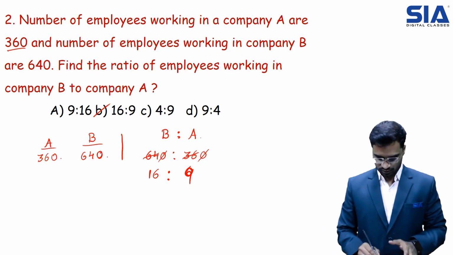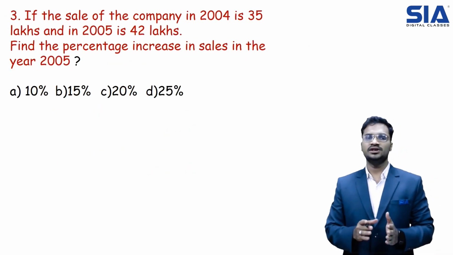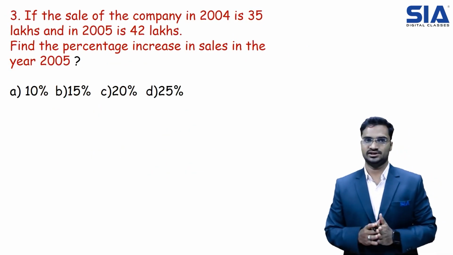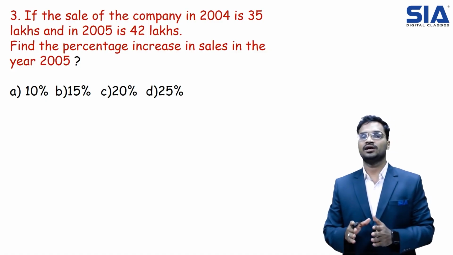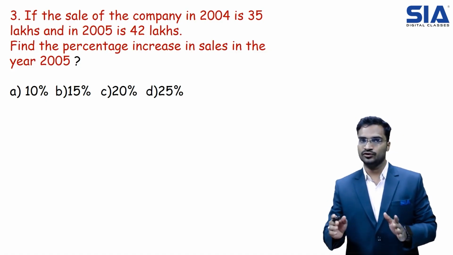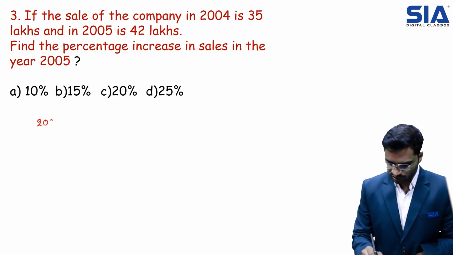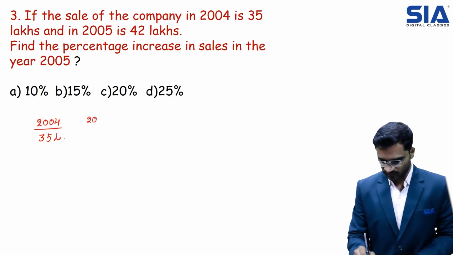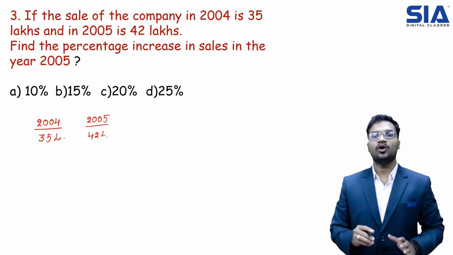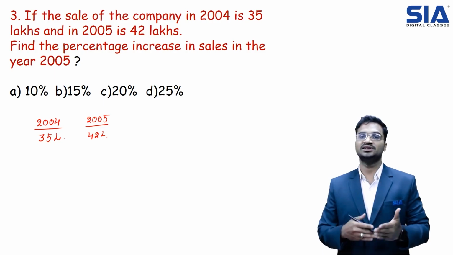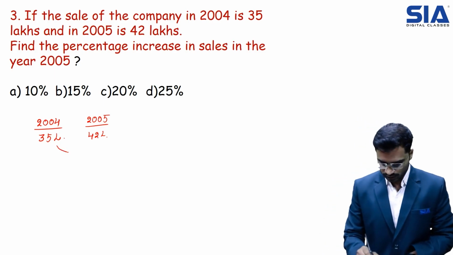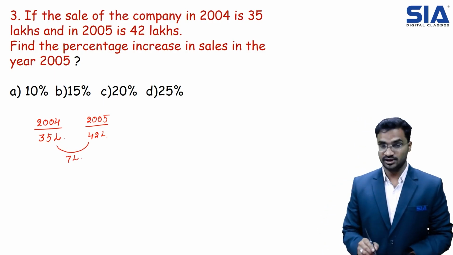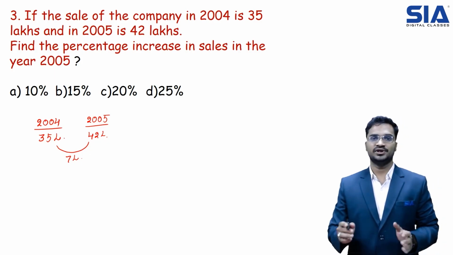Now coming to the next question. The third question is based on percentage increase. If the sales of a company in 2004 is 35 lakhs, and in 2005 the sales of that particular company is 42 lakhs, we have to find the percentage increase in the sales. There is an increase of 7 lakhs in 1 year, and we have to find this percentage increase.